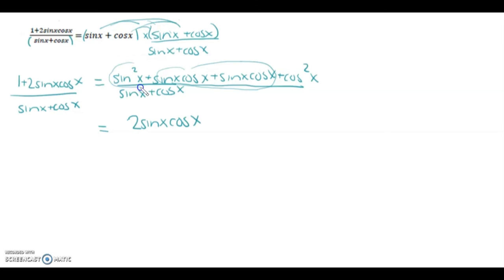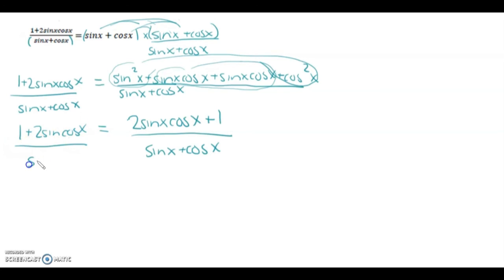Now, I always put like these bubbles here. What's sine squared x plus cos squared x? We can just go ahead and sub in 1. So it's like plus 1. And we're actually done. These are equivalent. Left side equals right side.